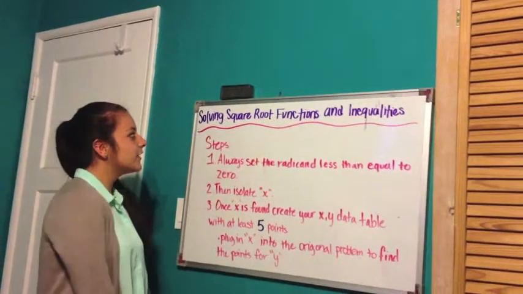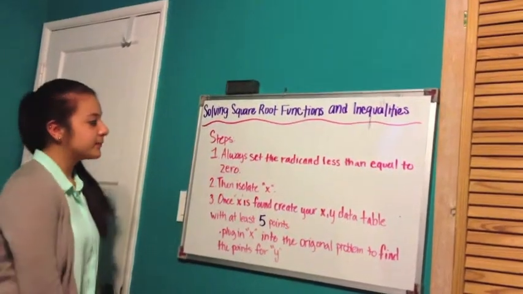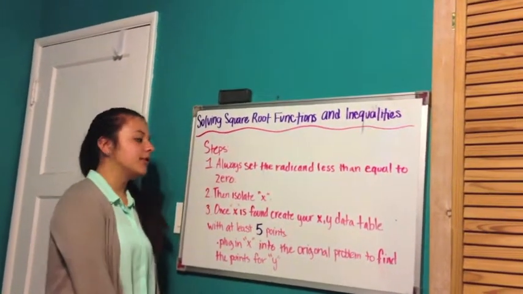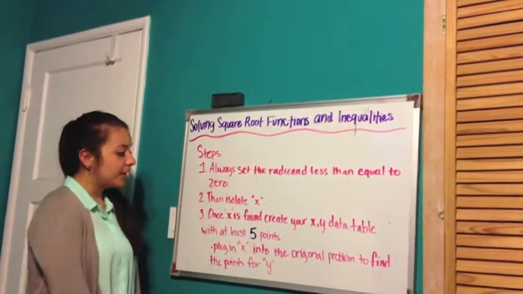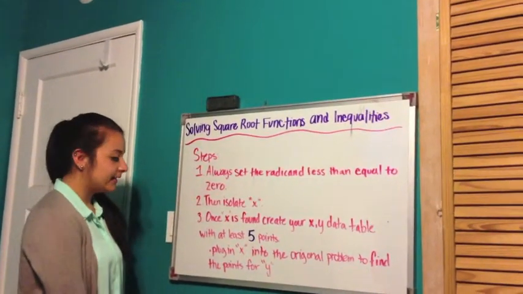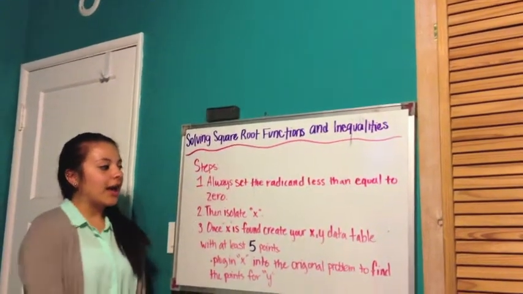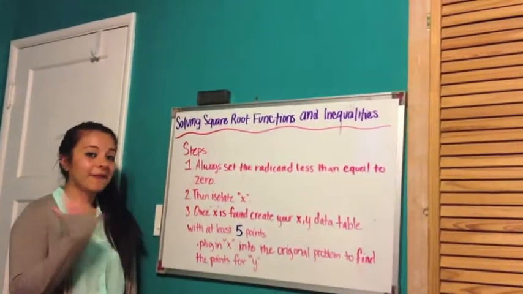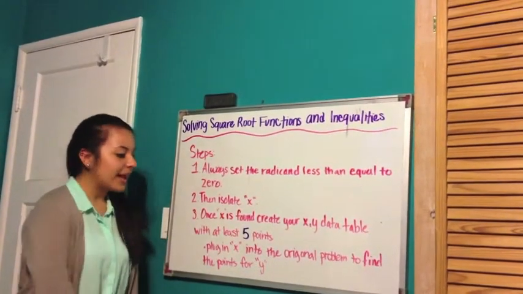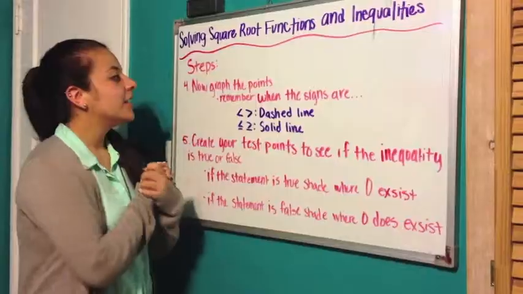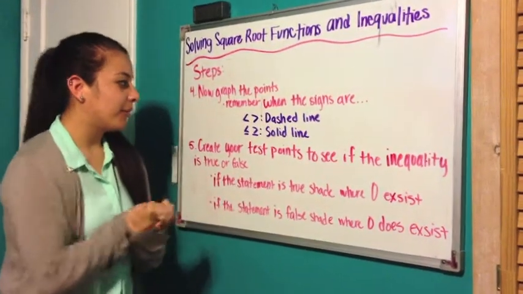Now we are moving on to solving square root inequalities. Step 1. Always set the radicand greater than or equal to 0. Step 2. Then isolate x. Step 3. Once x is found, create your XY data table with at least 5 points. Plug in x into the original problem to find the points for y. Step 4. Now graph the points.